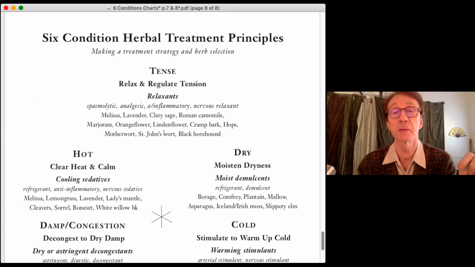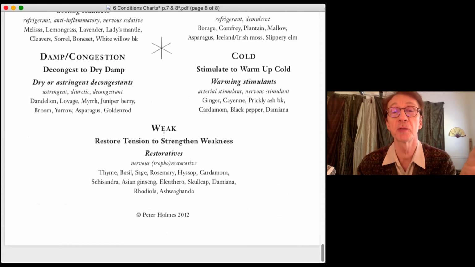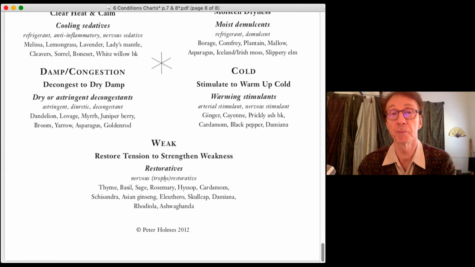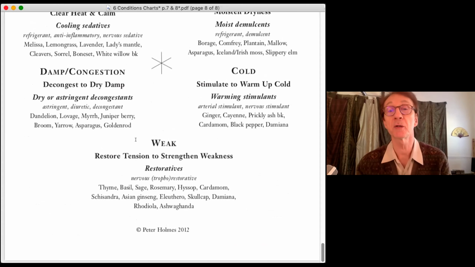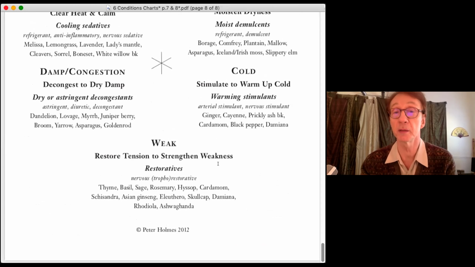Well, let's contrast this with a weak condition, which is how to treat a weak condition, which is lack of healthy tension. We restore tension to strengthen the weakness, to strengthen that which is weak, right? The basic concept in herbal medicine is restoratives.